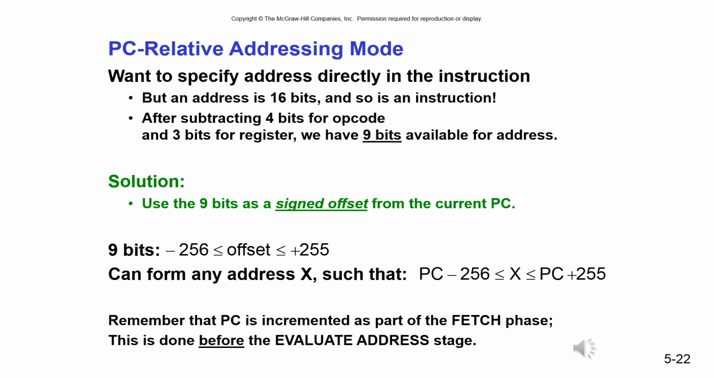If you need to store or load from an address that is further than 256 memory locations away from the instruction, then you need to use one of the other addressing modes. Maybe designate a base plus offset with a base register, which holds a full 16-bit value. You can go anywhere in memory.